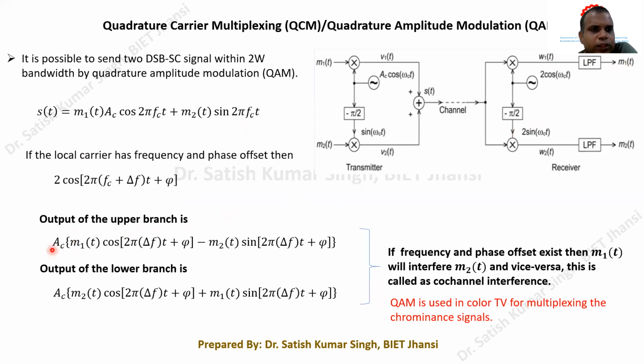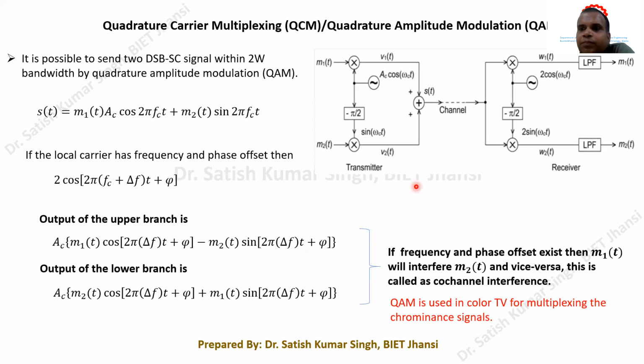You will be able to show that if we are taking this carrier 2 cos(2π(fc + Δf)t + φ) instead of 2 cos ωct, then after multiplying with this equation s(t), the output of the upper branch would be this one, which is nothing but A_C, then in this bracket, m1(t) cos(2πΔft + φ) and then m2(t) sin(2πΔft + φ). So this will be our equation.